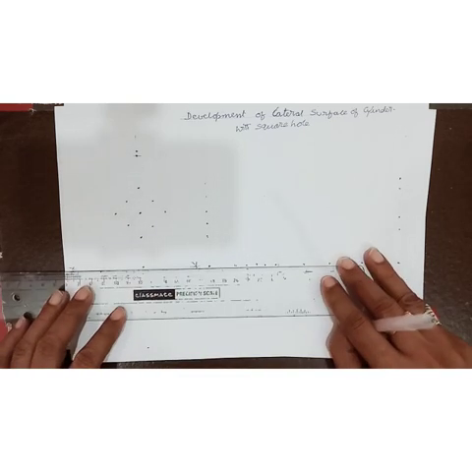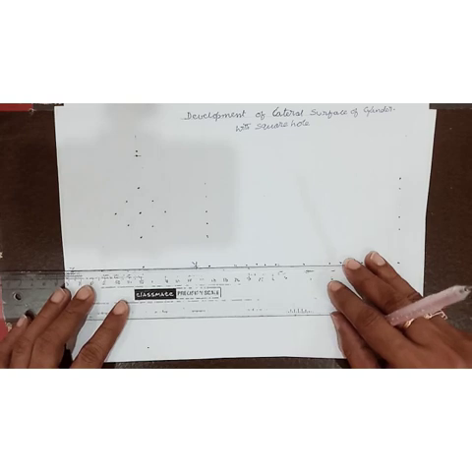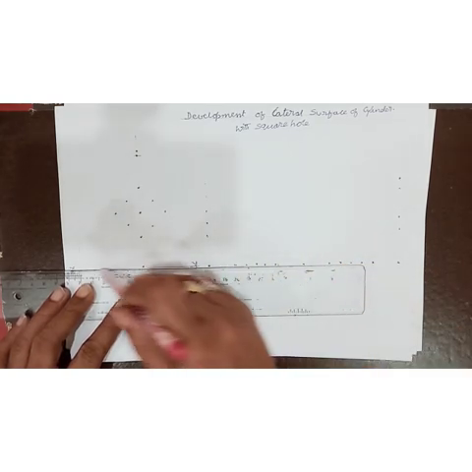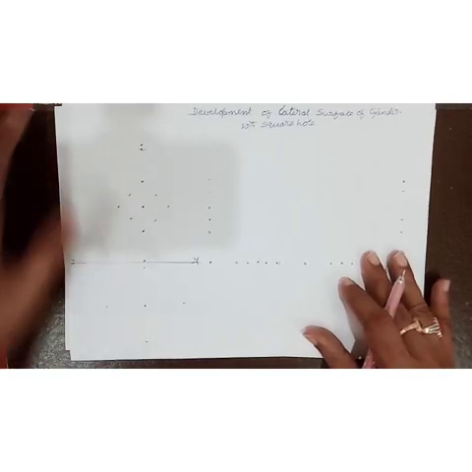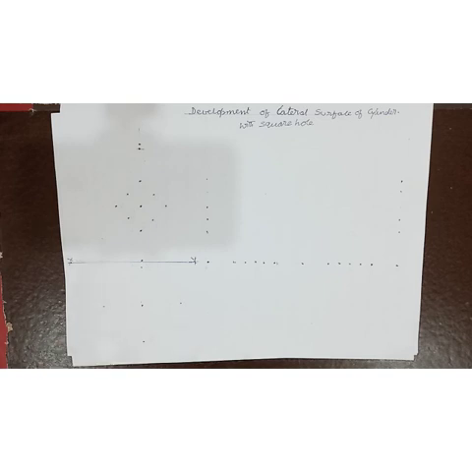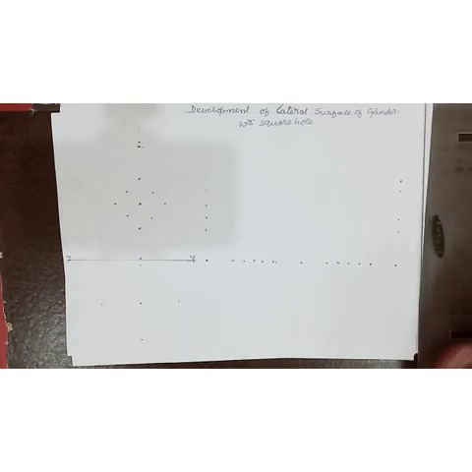First step. What is the first step? Draw XY line. After drawing XY line, with O as a center, with the given radius.